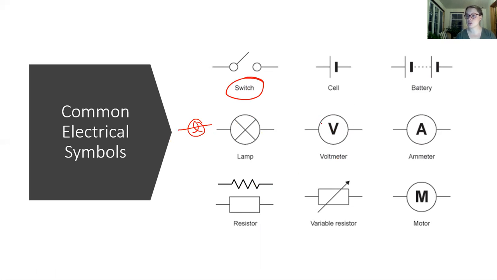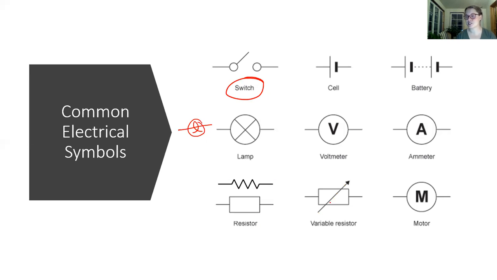A voltmeter is just a device to measure voltage. Ammeter measures current. Resistors, there's two different ways to see them. Typically I will use the zigzaggy line. Sometimes you'll see resistor written as a box.